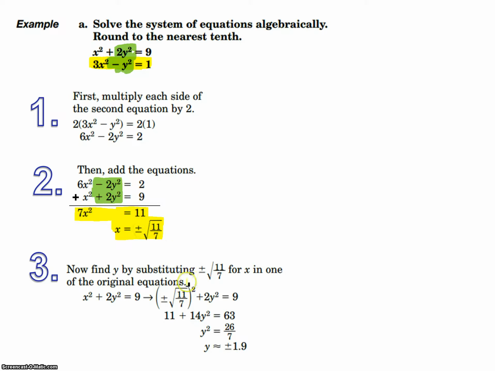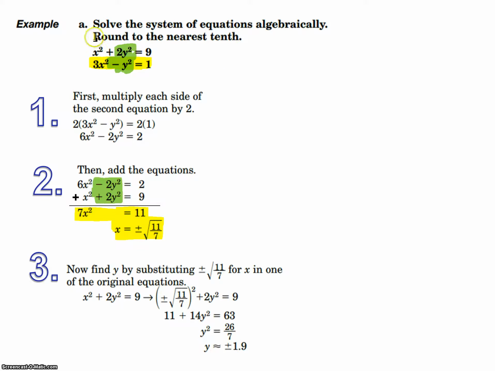So I'm going to substitute this value of x, plus and minus 11/7, into my original equation. Now in this case, because I'm squaring it, the positive and negative values for x don't make a difference. But you should be careful when you are looking at these problems that if you have to plug in positive and negative values, you substitute them in one at a time. Okay, that helps us find that y squared is 26 over 7.